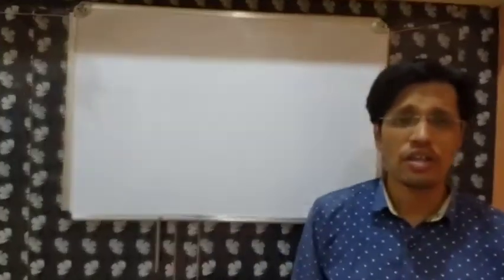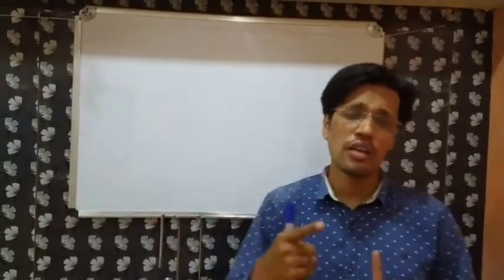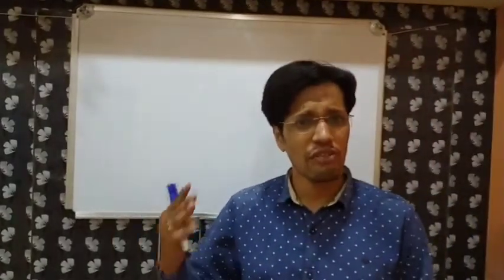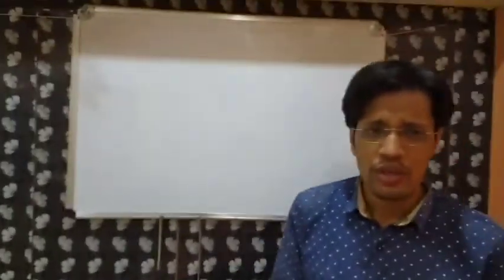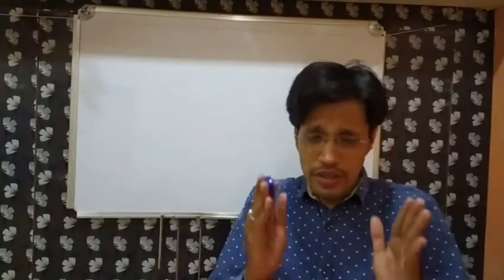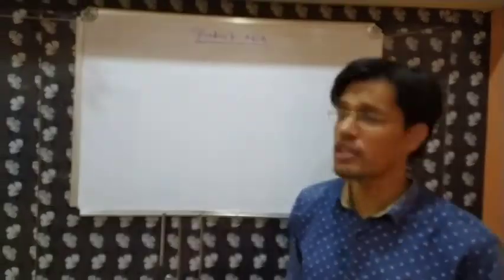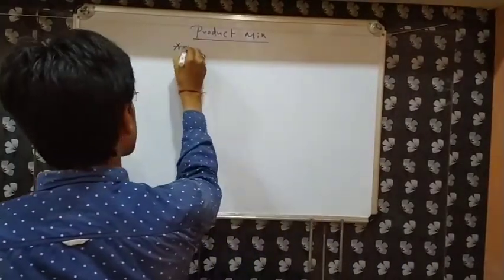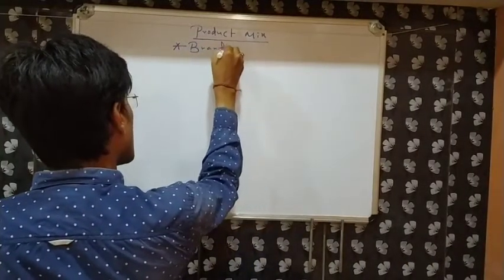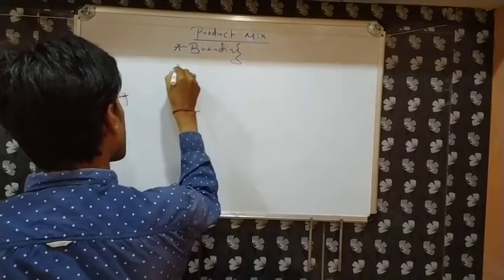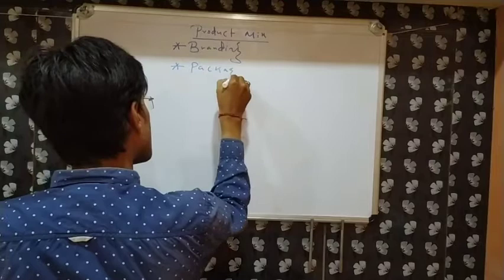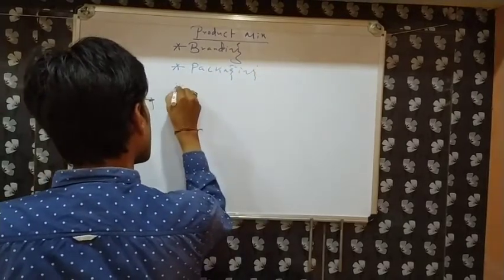If we are marketing a service, then a marketer offers 7 P's. They are product, price, place, promotion, people, process, and physical evidence, which I already discussed with you. So in this class we will discuss the different components of product, that is branding, which I already discussed, packaging, and labeling.